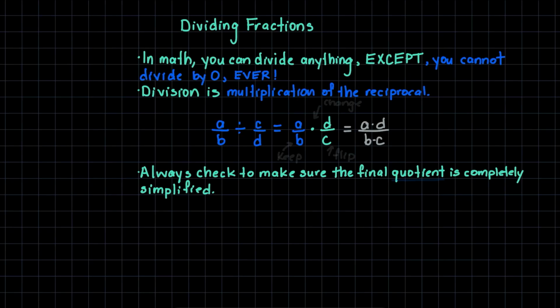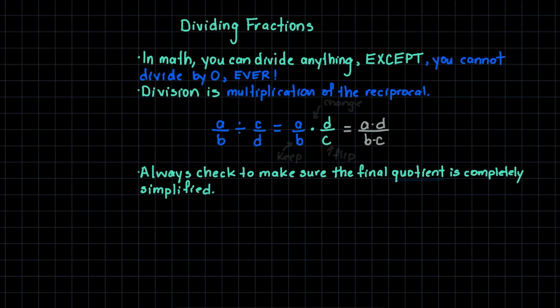Before we get started, it's time for a little background information I call mint green tea. So in math, just like multiplication, you can divide anything. There's no such thing as they need to be like terms, none of that, except for one thing, and it needs to always stick in your head: you cannot divide by zero ever. That's the only exception to the rule.